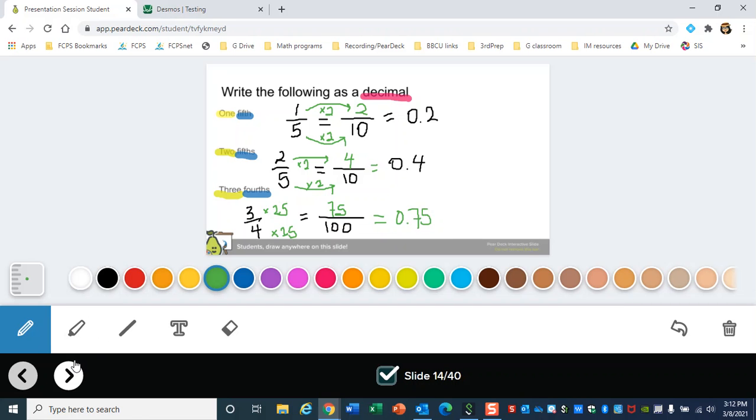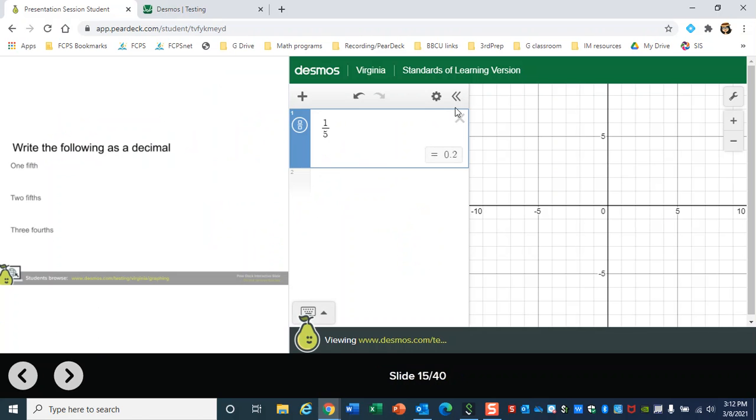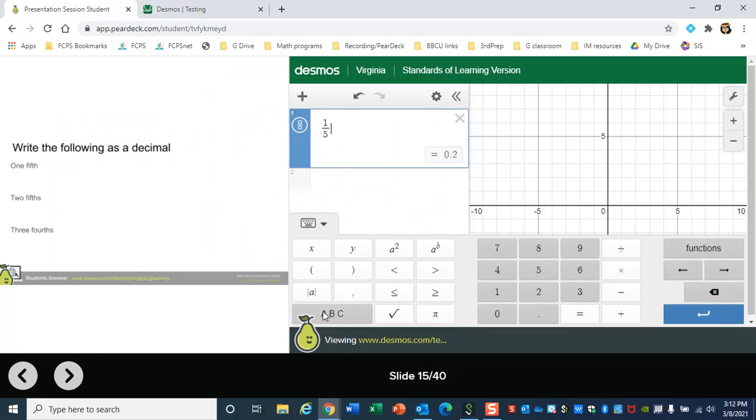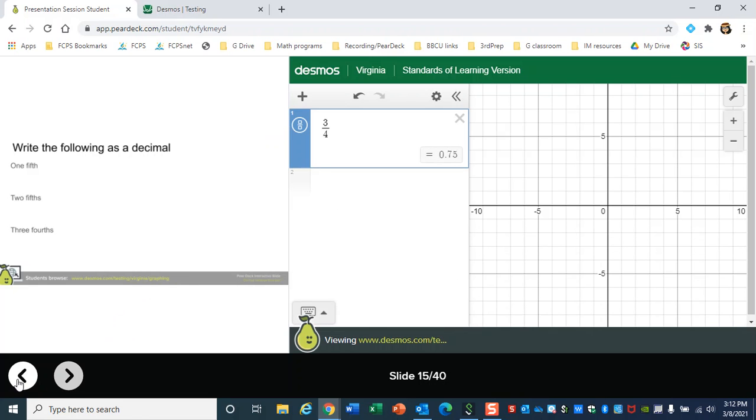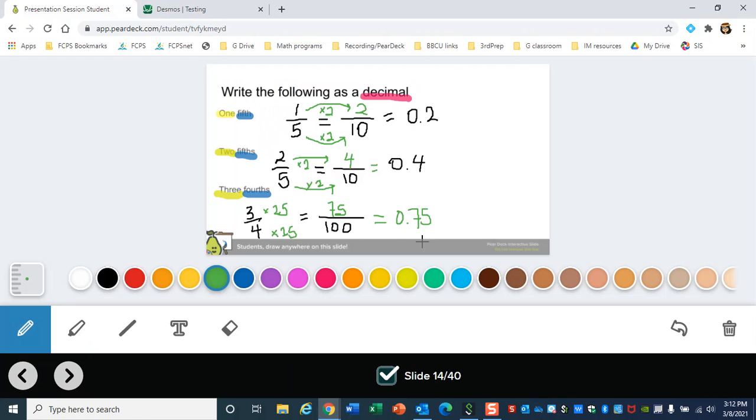And then let's check with the calculator. 1/5 is 0.2. 2/5 converts to 0.4. And then lastly, 3/4 converts to 0.75. So it shows we did the questions correctly.